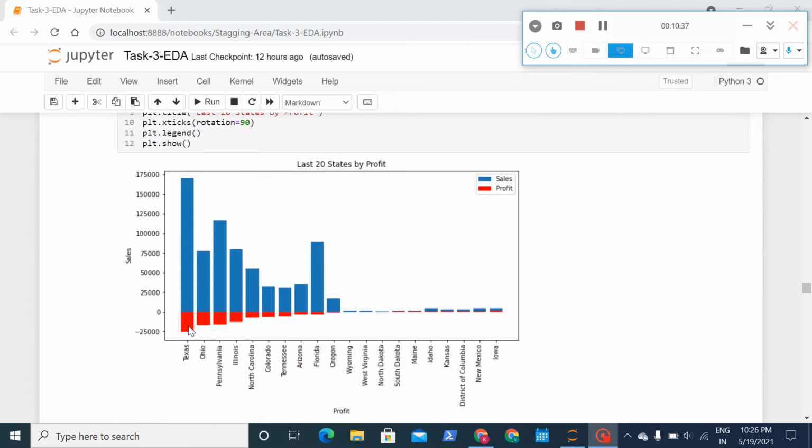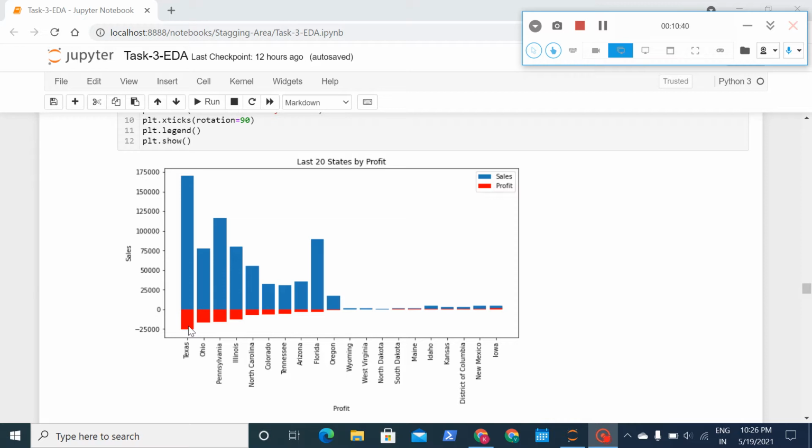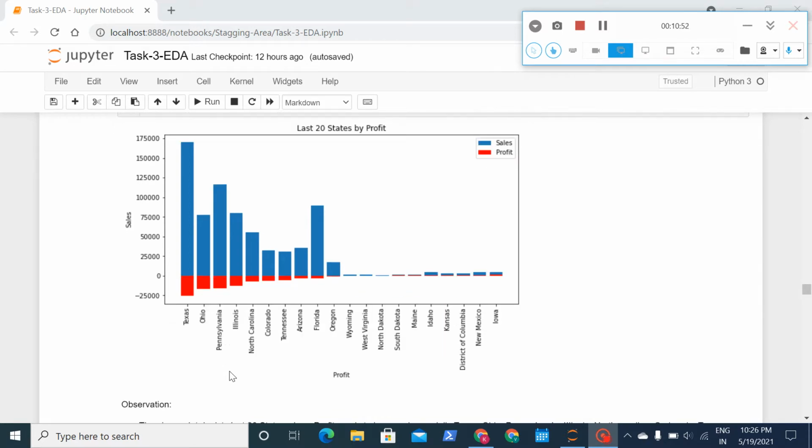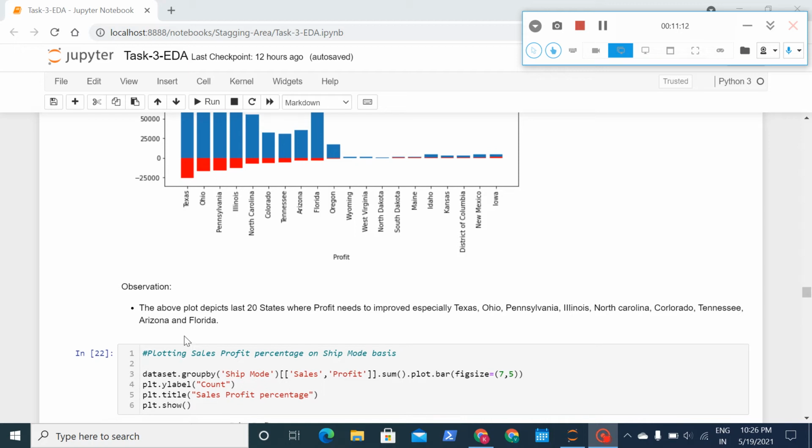On the other hand, there are some states which stand at the bottom of the chart. These are Texas, Ohio, Pennsylvania, and Illinois. These are states where the profit is the worst, that is, it turns negative. The blue color bar represents the sales and the profit is represented in the red color bar. You can see that, actually speaking, there is no profit, there is a loss in these states. So we have to take these states into account and improve the sales, thereby increasing the profit.